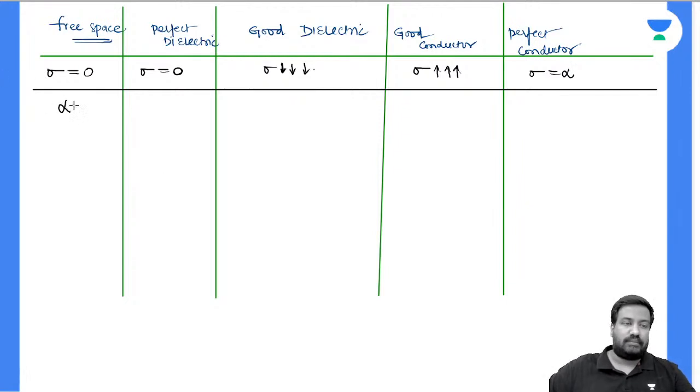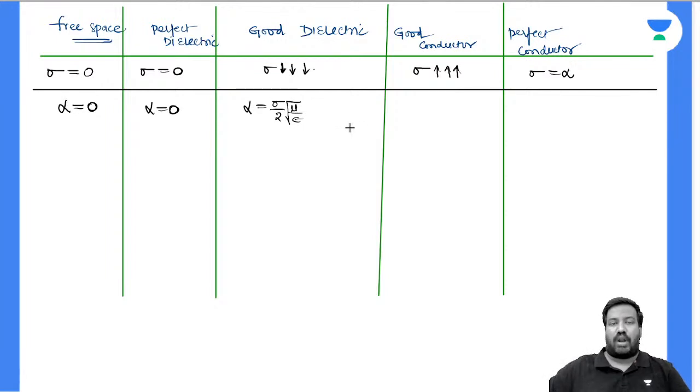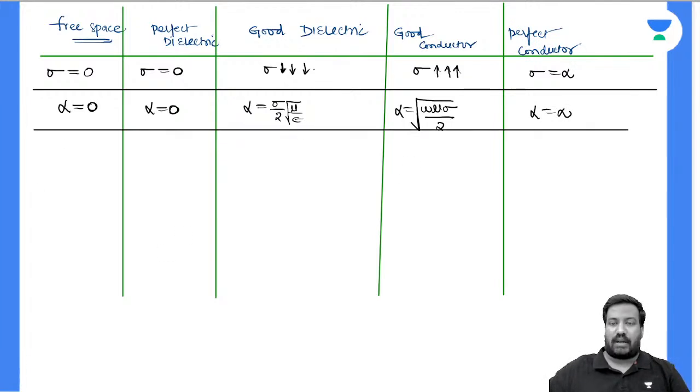Next is alpha. Attenuation alpha is 0 in free space and perfect dielectric, no attenuation. Here a small amount of attenuation will be there, which depends on sigma: sigma by 2 into under root of mu by epsilon. Here a huge amount of attenuation will be there, given by under root of omega mu sigma by 2. Sigma is infinity in perfect conductor, alpha is also infinity. Infinite attenuation, therefore wave cannot propagate in perfect conductor because it exhibits infinite conductivity.